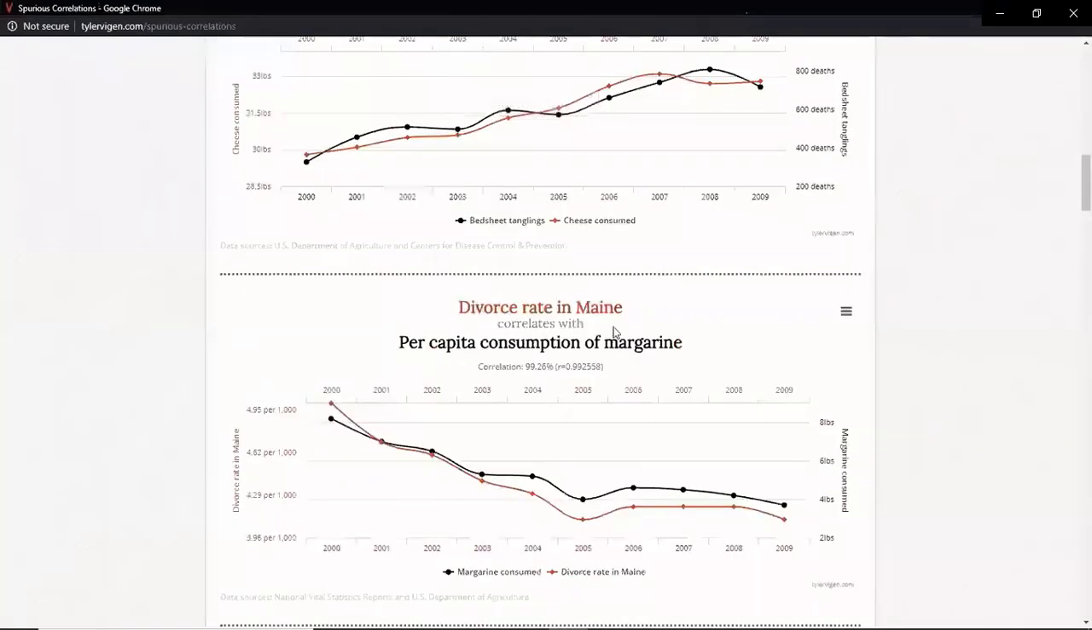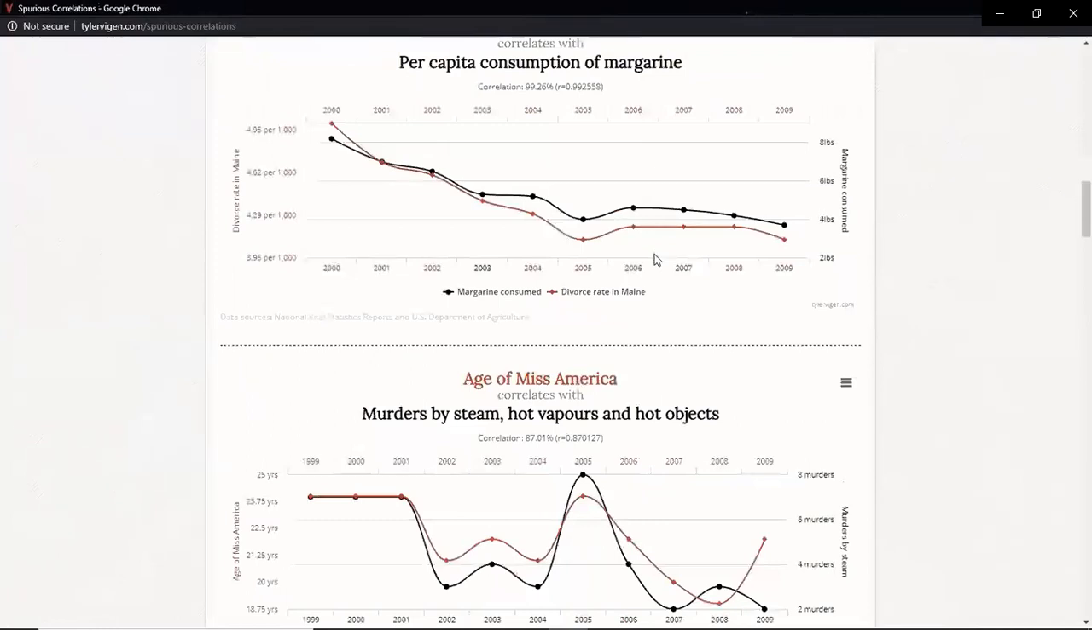Amazing correlation, 95%. One's not causing the other. Divorce rate in Maine versus per capita consumption of margarine, 99% correlation. Look at how well these fit. Look at how well these ebb and flow together. But I can tell you that people aren't getting divorced because of increased or decreased margarine consumption. Sometimes data just looks the same.